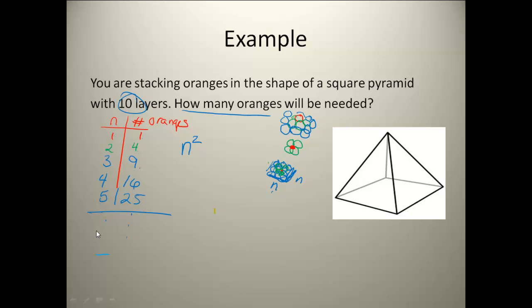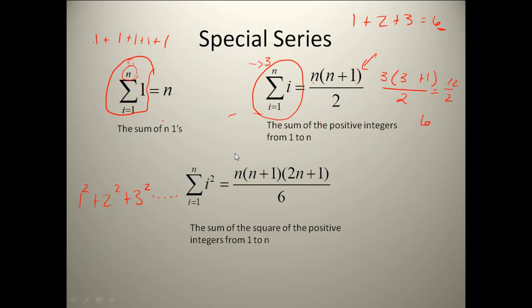So I could write these all out and then add them all up by hand, and that would be just fine. Or if I go back to our special formulas here, I'm actually trying to find the sum of some squares. So I can use this formula to figure out how many oranges there's going to be. All I need to know is that I need to go to 10 layers. So then I don't actually have to write down each individual number. I can just plug it in here.